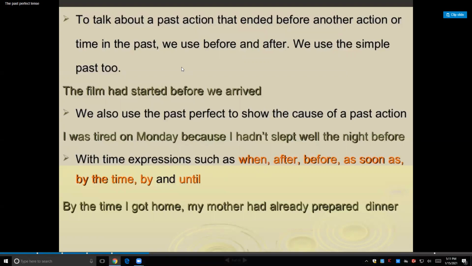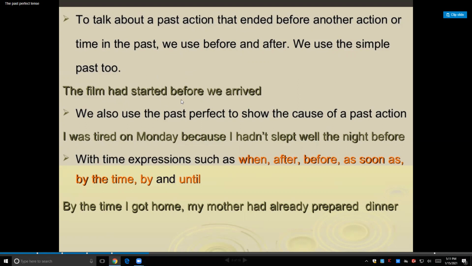Now we use past perfect tense to talk about a past action that ended before another action or time in the past. We use before and after. We use the simple past too. See this example: The film had started before we arrived.